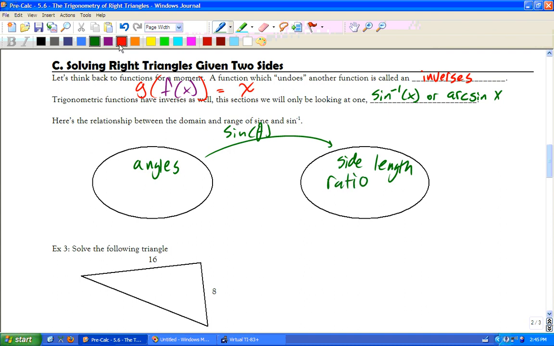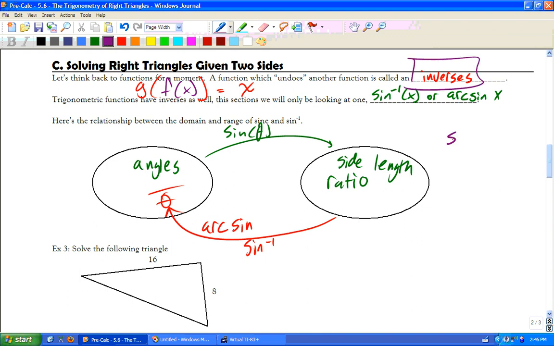What arc sine, or sine inverse, does is say, hey, let's start with this side length ratio. We know that the ratio is 4/5. We know that the ratio is 0.88. What angle is going to get kicked out? What angle creates this side length ratio? So for sine, we start with the angle, we get a ratio. For arc sine, we start with the ratio, and we get an angle. And just like that, these are inverses. Remember, these are inverses. They undo each other.